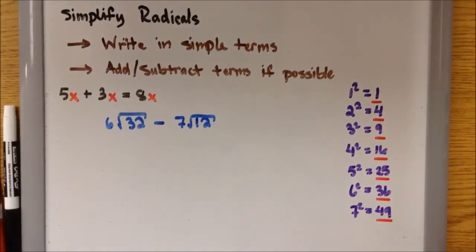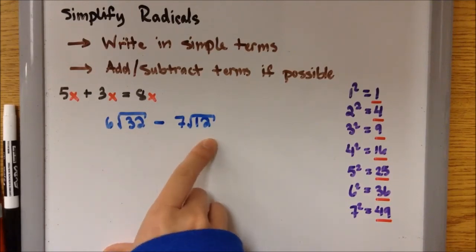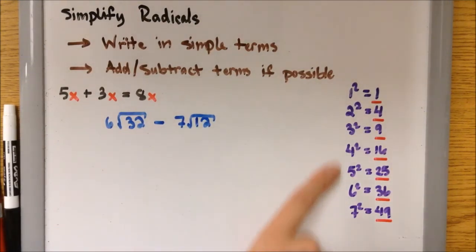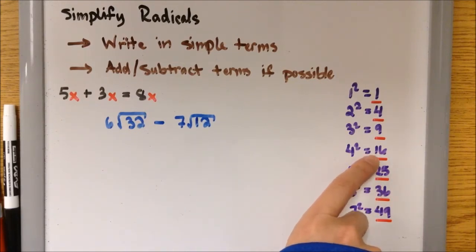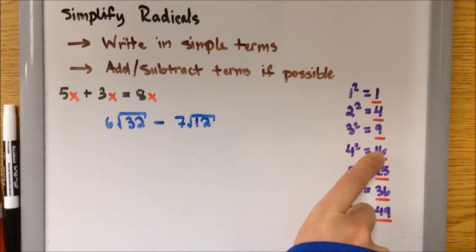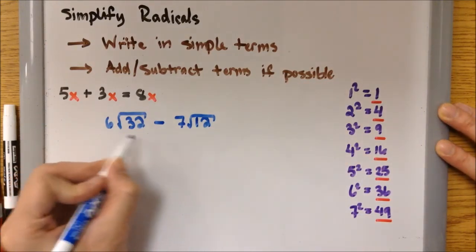So in this third example, we have 6 square root of 32 minus 7 square root of 12. Taking a look at the square root of 32, looking at my perfect squares, I'm not going to use 36, that's too high. 25 doesn't go into it. 16 does, and 4 does. So between 4 and 16, I'm going to use the higher perfect square. So I'm going to use 16. So step 1 is going to break the square root of 32.